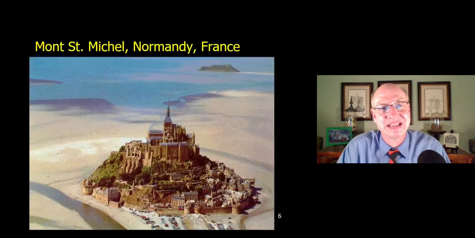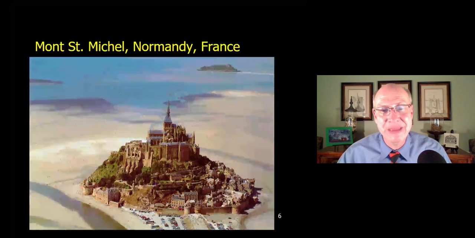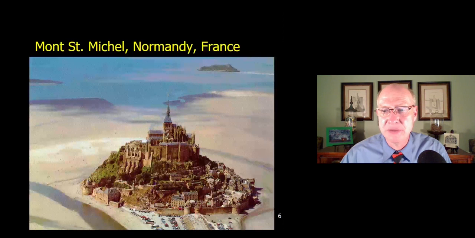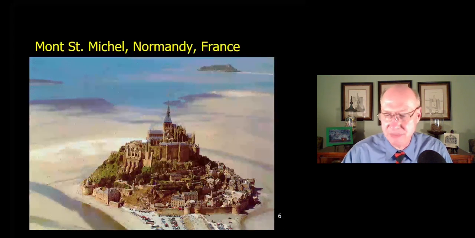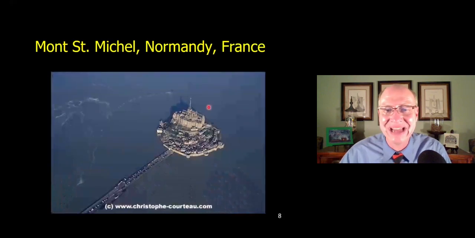Another place like this is Mont Saint-Michel in Normandy, France. It's an ancient medieval town, a city that was built on a rock that at various times is surrounded by water or is connected to land by a land bridge. So there's Mont Saint-Michel during low tide. So during low tide, you can see this sandy area out there around it. And here it is with the tide moving, and then here it is at high tide.